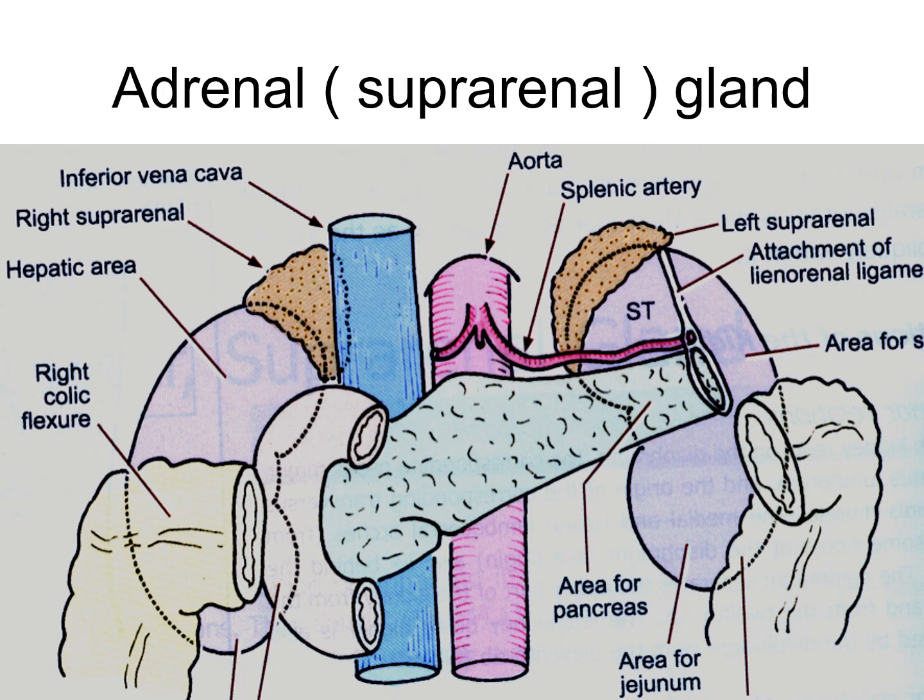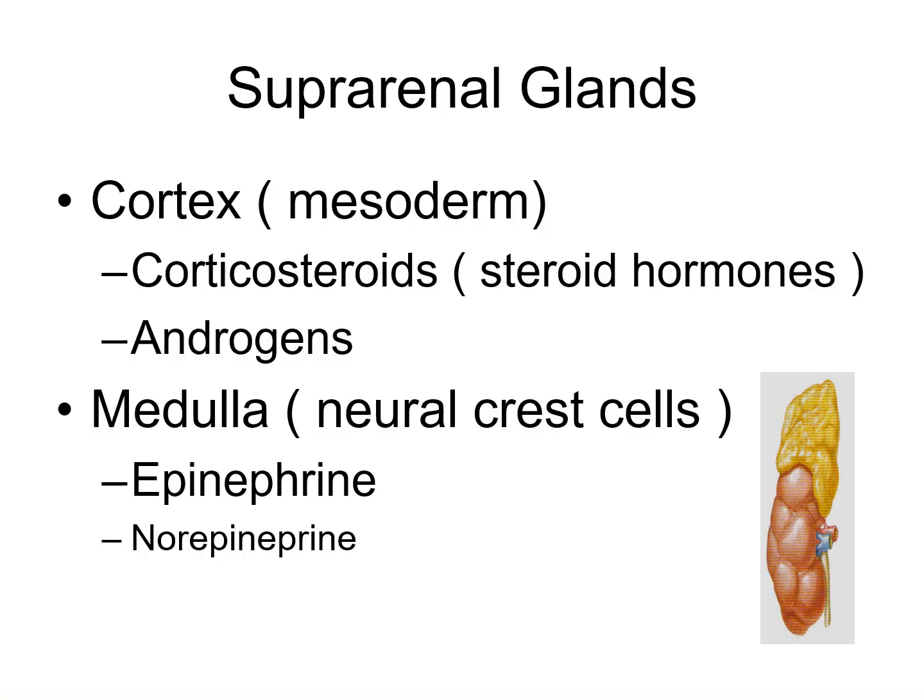Developmentally, the cortex of the gland develops from the mesoderm of the coelomic epithelium, while the medulla is derived from neural crest cells, or the neuroectoderm. So developmentally, the cortex and medulla differ. The cortex is of mesodermal origin and secretes steroid hormones, the corticosteroids, and androgens. The medulla arises from neural crest cells and secretes epinephrine and norepinephrine. So these are the two different developmental origins of the suprarenal gland.